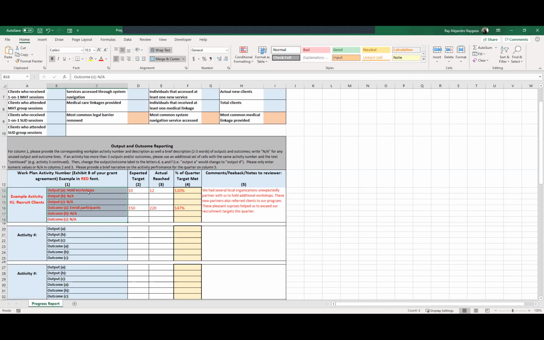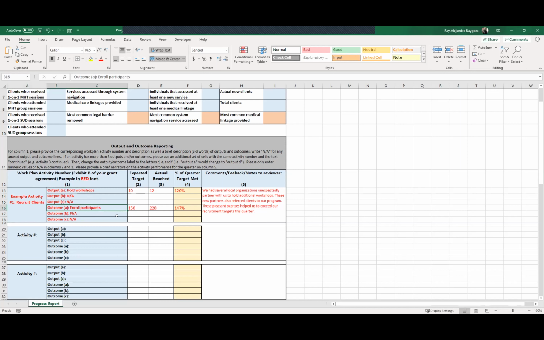And this is where you enter your outputs and outcomes. Because we know that you may have multiple outputs, multiple outcomes, we allow for that. We give you the opportunity to enter different ones. So in this case, the activity was to recruit clients. One of the outputs was to hold workshops, and the outcome was to enroll participants. We have here NA for output B and C, and outcome B and C, which means that for this example that we're using, there was only one output and one outcome.